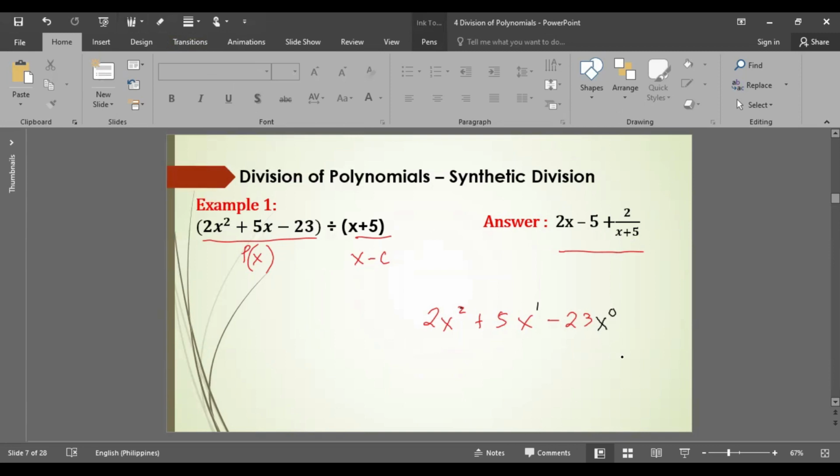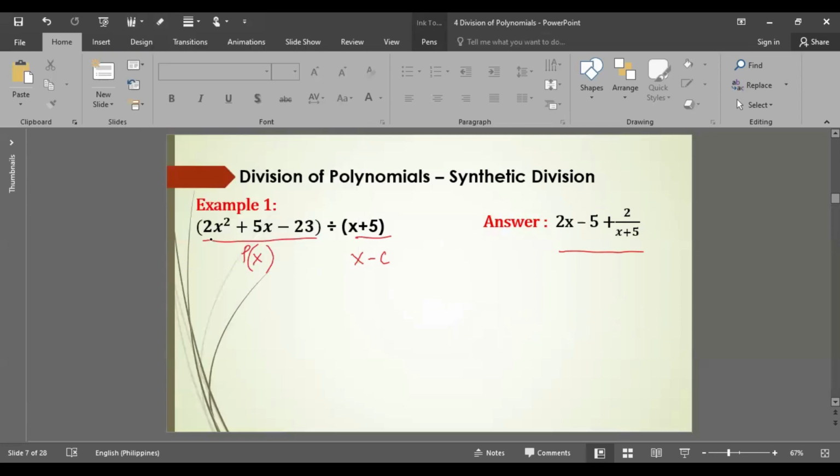So, look at the expression, class. Kumpleto ba yung exponents ng polynomial expression na to? Pababa ba siya? Wala bang kulang na term? Kumpleto, okay? 2, 1, 0. It's very important to consider.